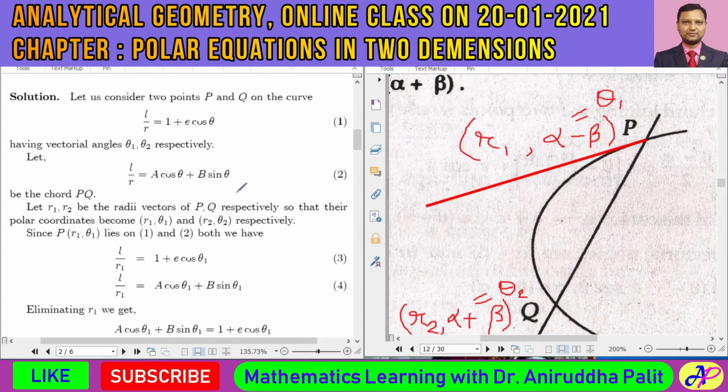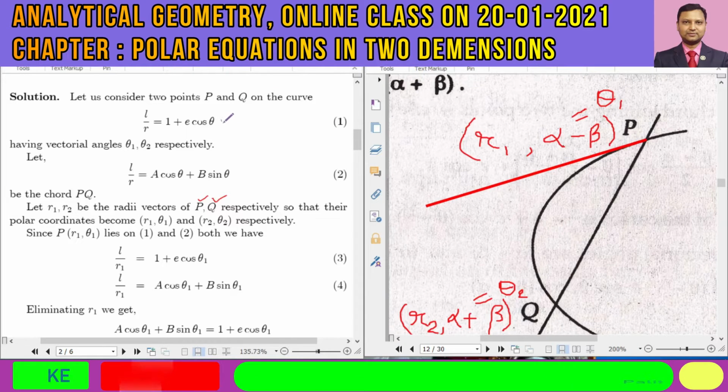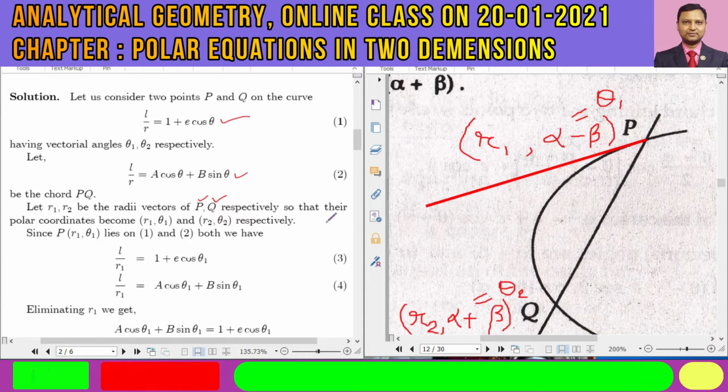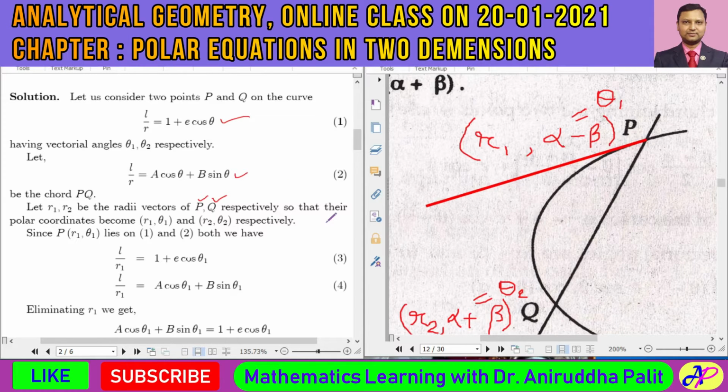Now you see this P and Q, these P and Q are the 2 points that lie on this conic having equation number 1, as well as these 2 points lie on this straight line PQ. Therefore, they must satisfy the equation of the straight line, that is actually the equation number 2.